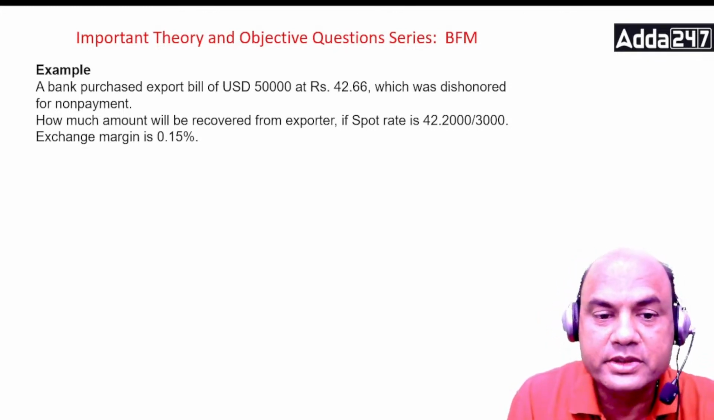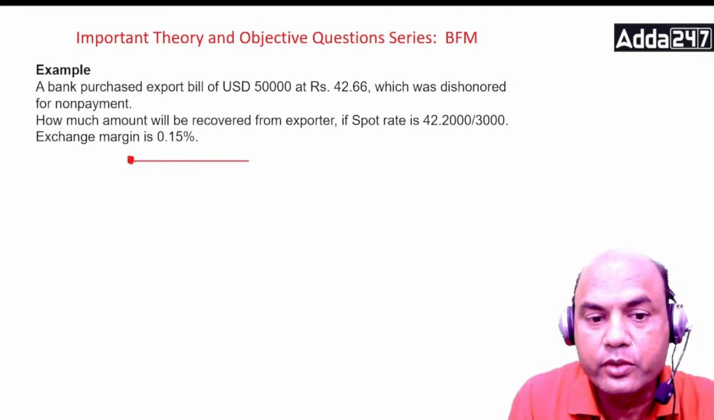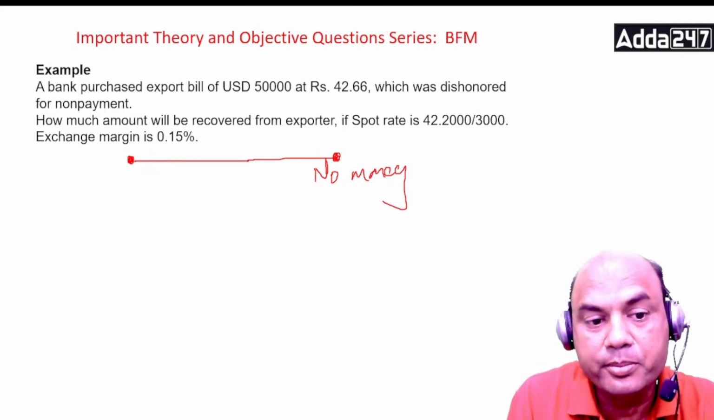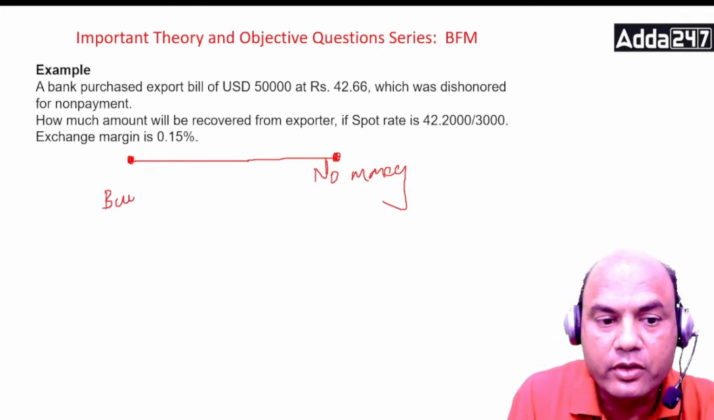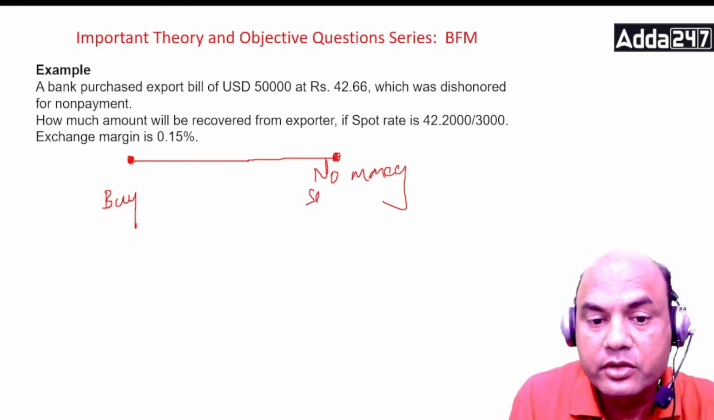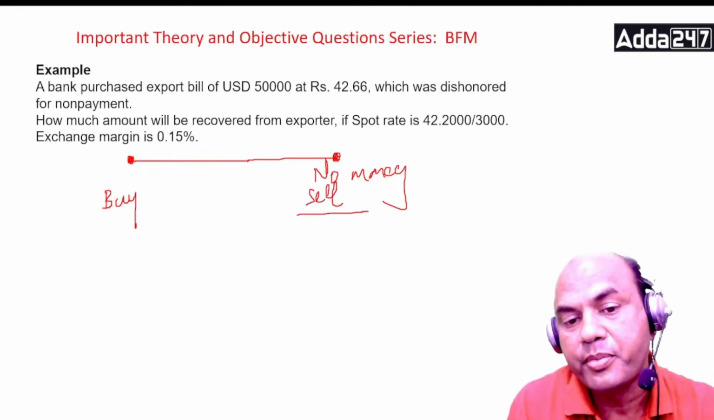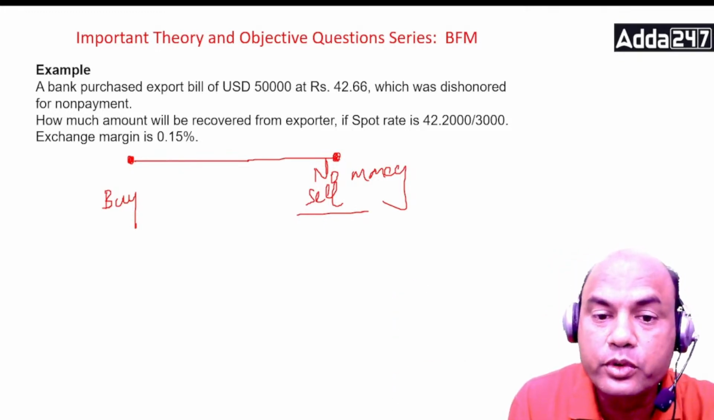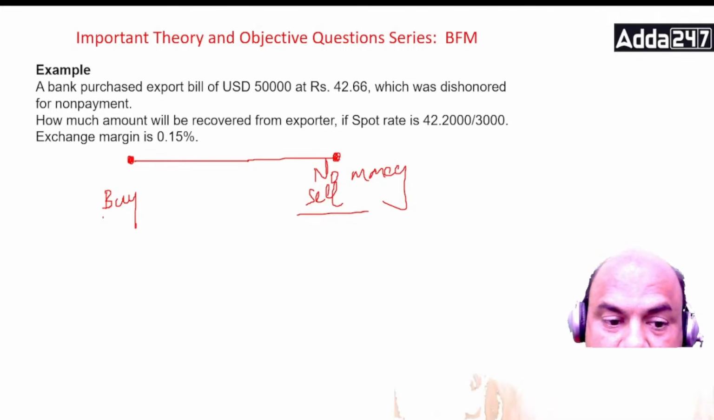So what has happened? Firstly, understand this. This was purchased over here and now it is the due date. Today is the due date. Now no payment, no money. So now you'll have to cancel the contract. This was a buy contract. Purchase means buy contract. Now you will have to reverse it. Reverse means sell. So you'll have to use the sell rate now. What is the sell rate now? See here, 42.66 is of no use over here.